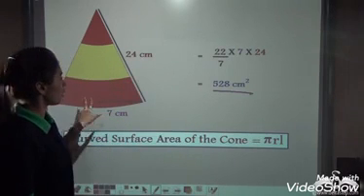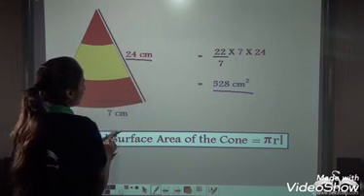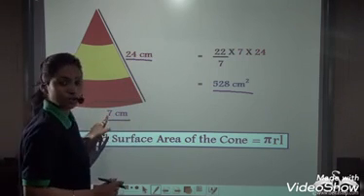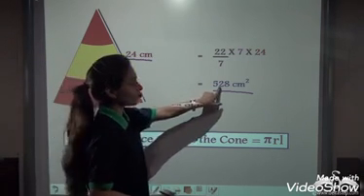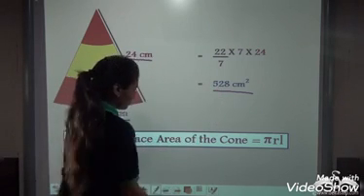So the curved surface area of this cone, having the dimensions 24 centimeter as slant height and 7 centimeter as radius of the circular base, the curved surface area will be pi r l. That gives us 528 centimeter square.